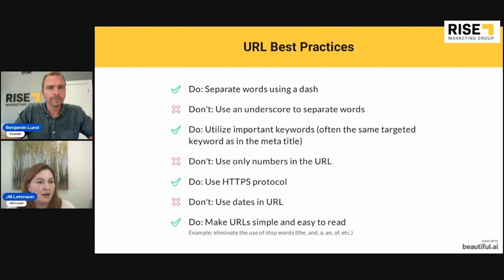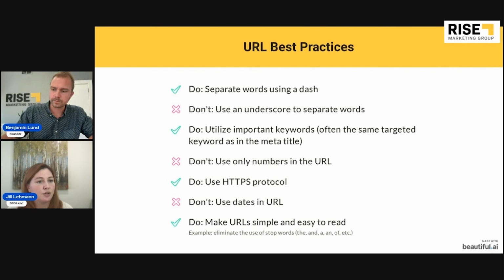The next one is just utilizing important keywords. So this doesn't always happen, but if there is a primary keyword in the meta title, it makes it very easy to incorporate that keyword into the URL as well. And it just makes it easy for people who are searching for that topic to just understand that that is what that page is covering. The next one is not to use only numbers in the URL. Almost every page on your website is going to have some sort of content or some sort of title on the page. So there's really never many reasons why you would want to have just numbers in your URL. And then just making sure that you're using that secure protocol as a best practice.